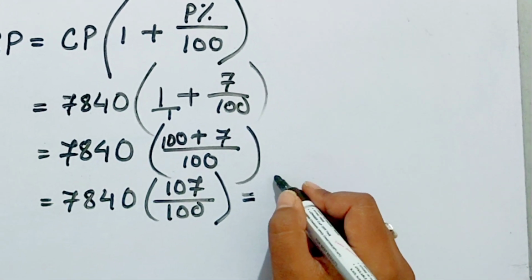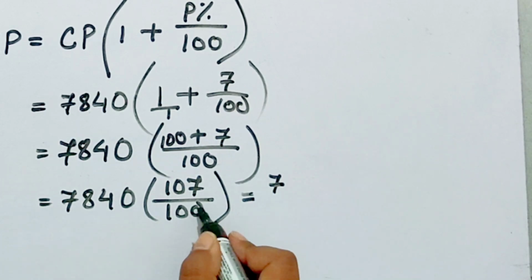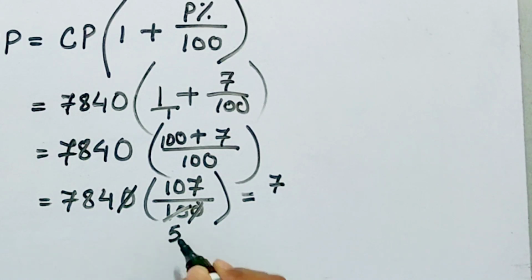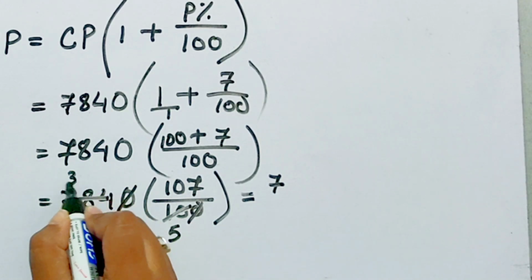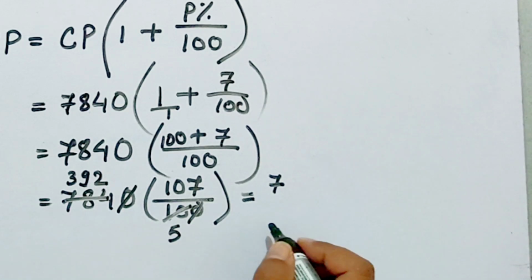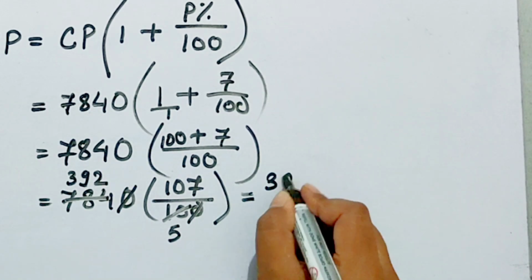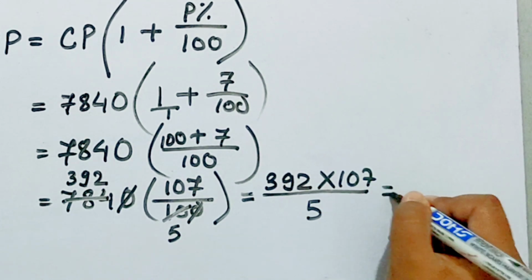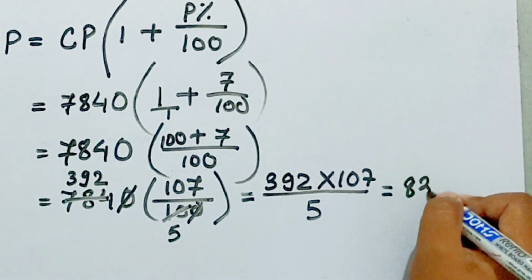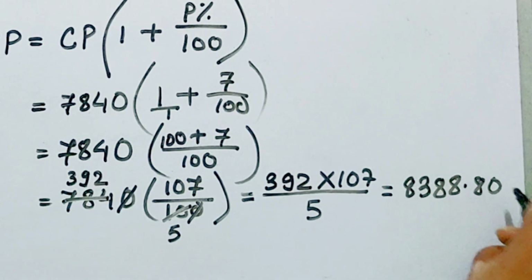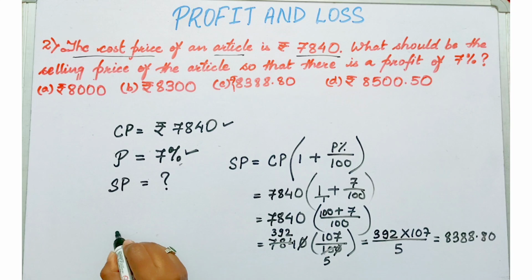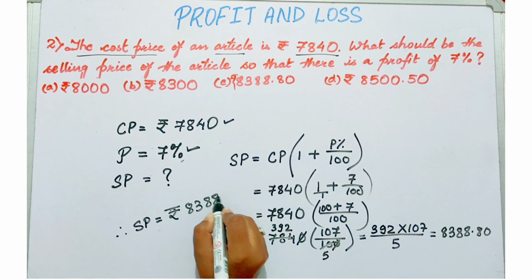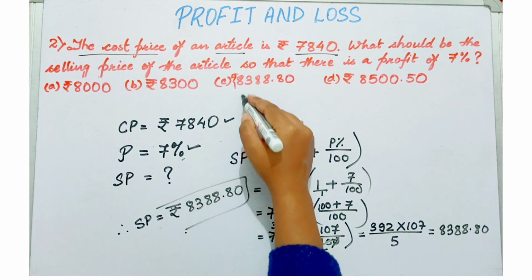Next, what is the answer? We can cancel zeros from here and divide by 2. 2 into 5 is 10. 2 into 392 is 784. Okay. Now it is 392 into 107 divided by 5. So what do we get when we multiply this? We get 8388.80. Therefore, SP is rupees 8388.80, and this is option number C.